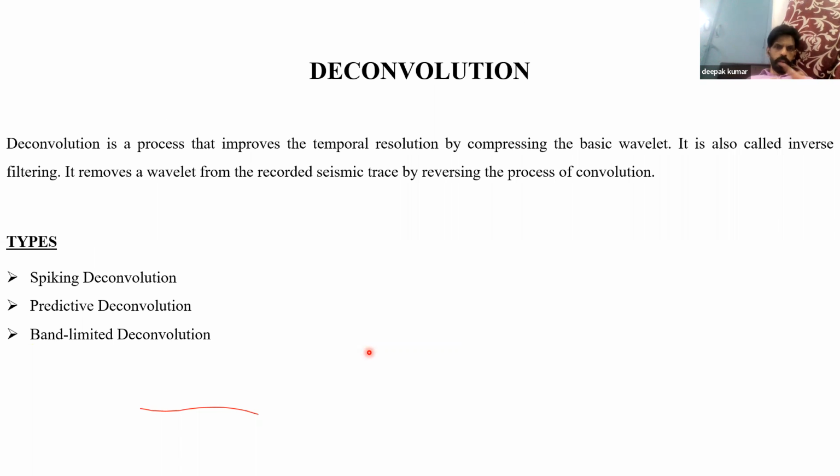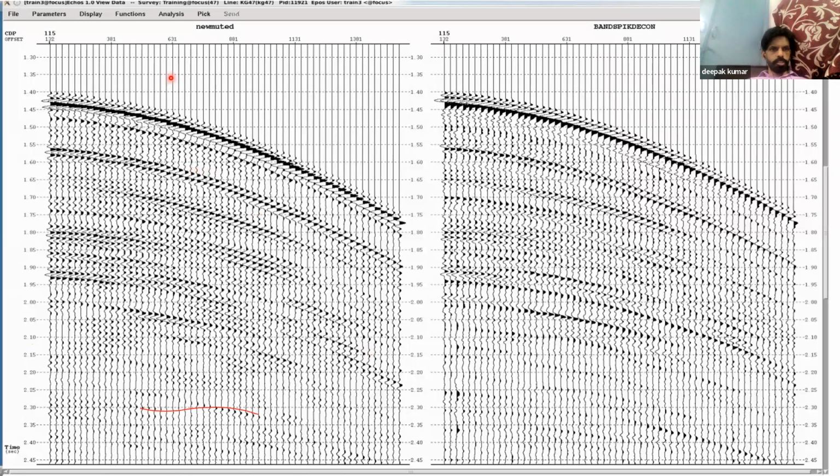Deconvolution, types of deconvolution I have already discussed. Types of deconvolution, it's your duty to read. See, this was the muted data, and you can see here the zoomed version. You can see here the reflectors.